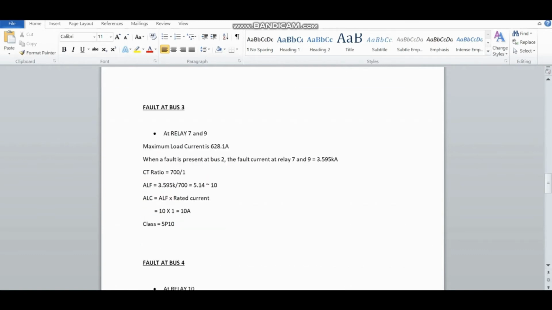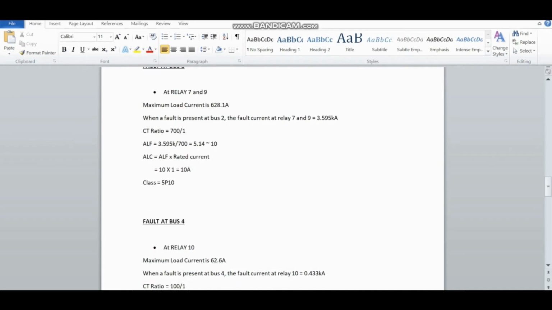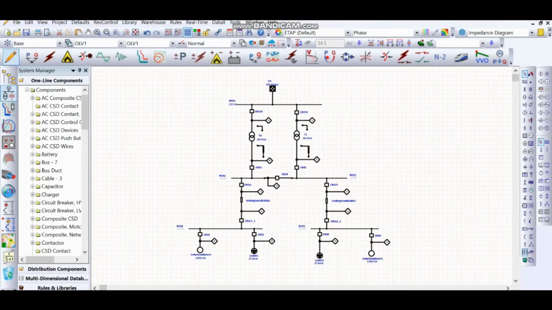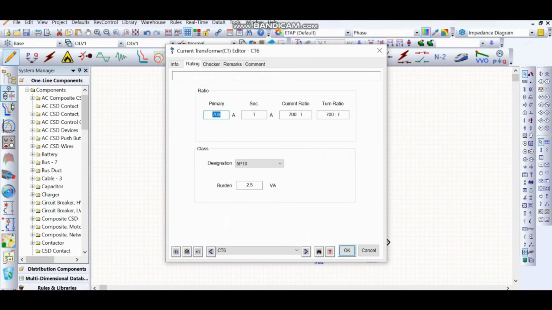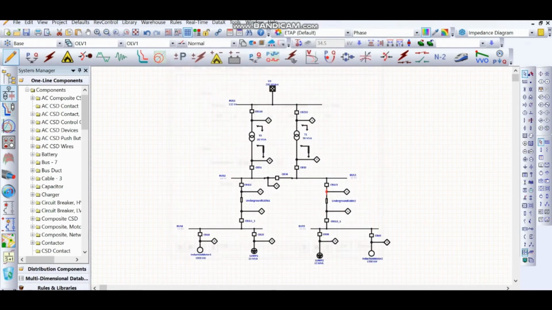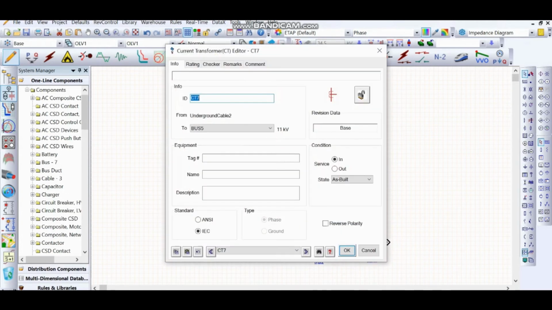Then at bus 3, when we put the fault at bus 3, the fault current at relay 7 and 9 is 3.595 kA. And then we calculate the accuracy limit factor, which is 5.14, and then the nearest is 10. Then the accuracy limit current is 10 ampere, and then the class is 5P10. So here is the setting. The primary is 700, and this is the CT ratio 700/1, and the class is 5P10, same as relay 9.